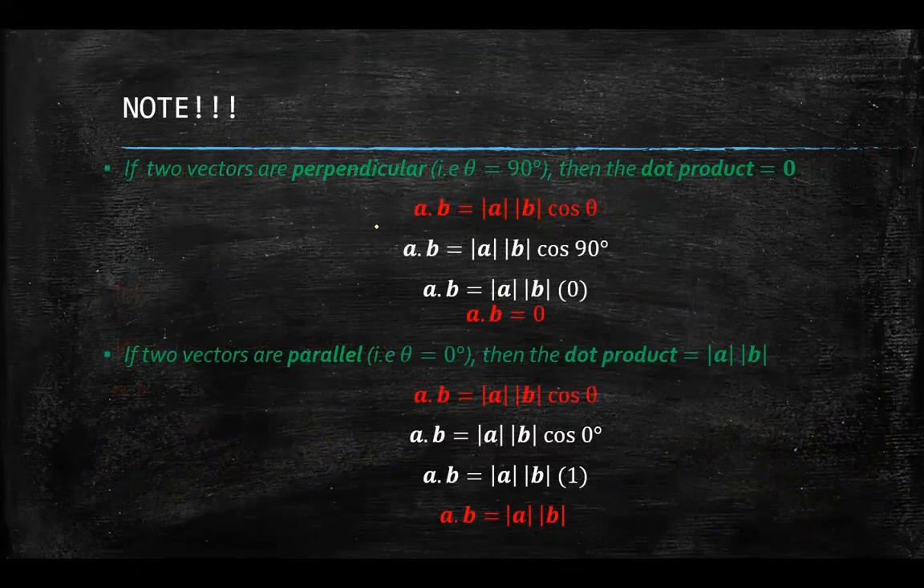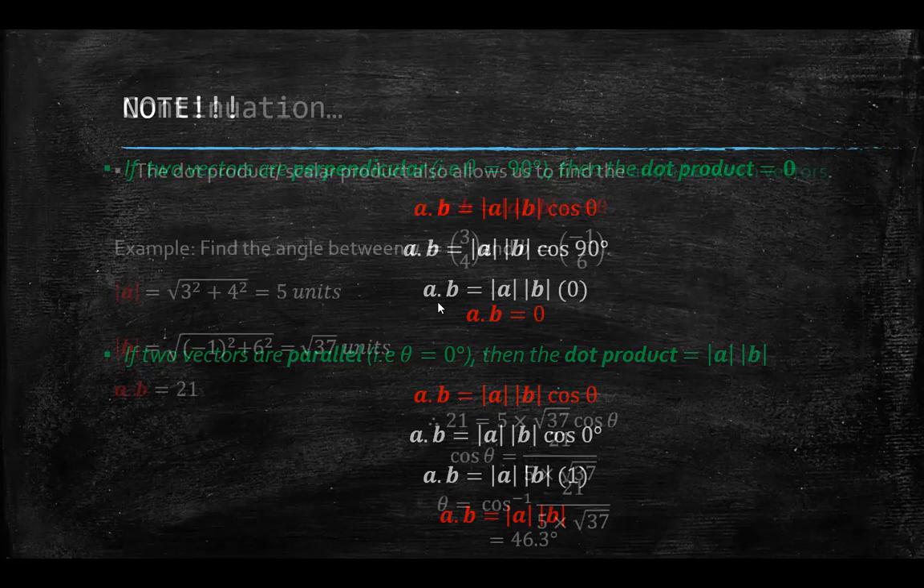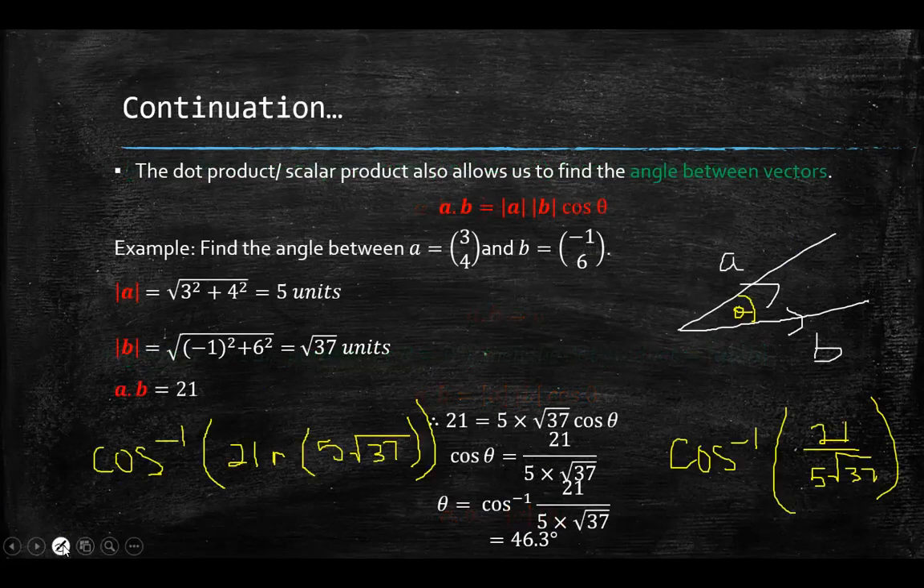Right, you need to know this. If two vectors are perpendicular, meaning that the angle, so let me just go back here. Troy, this was before you came in.